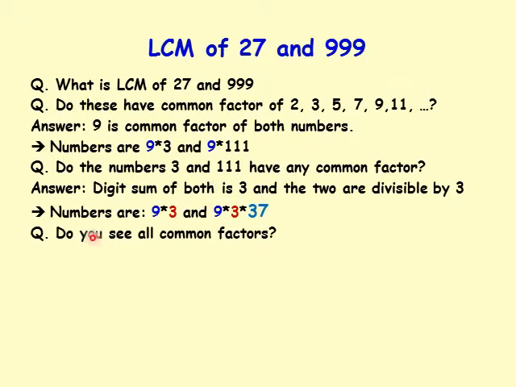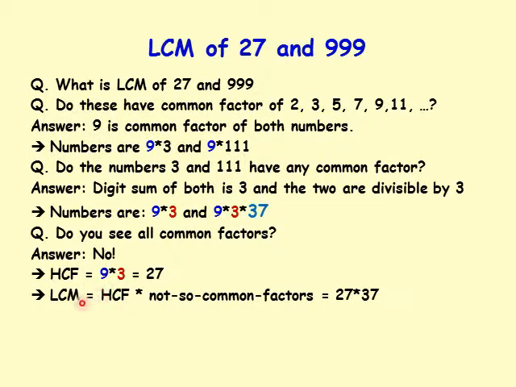Do you see any more common factors? Nope, there are no common factors. So HCF is the product of the common factors of both the numbers, 9 times 3, which is 27. LCM is equal to HCF, which is 27, times the not-so-common factor. 37 is a factor of only the second number, not of the first number. So that's 27 times 37.